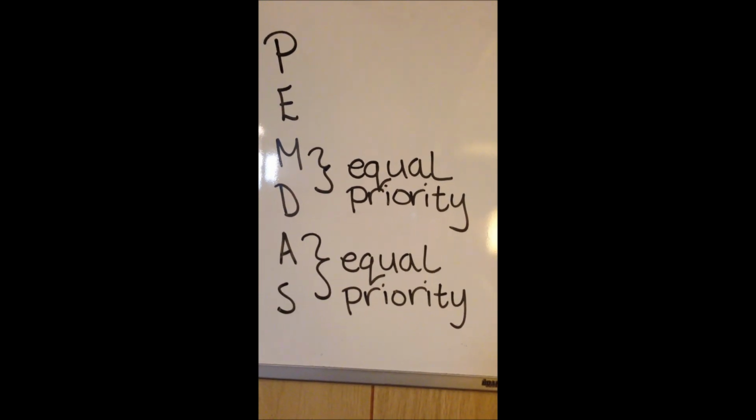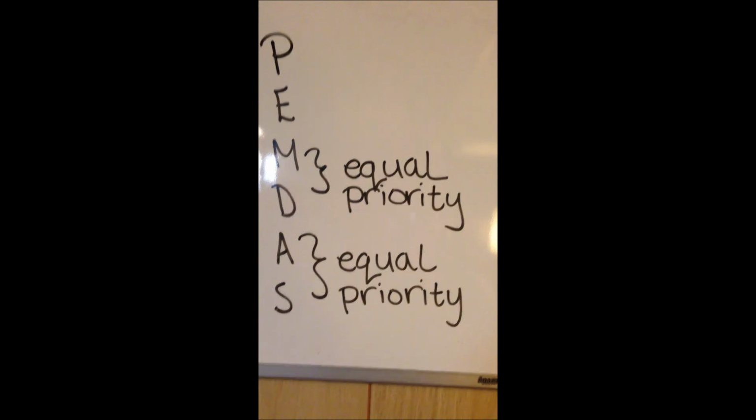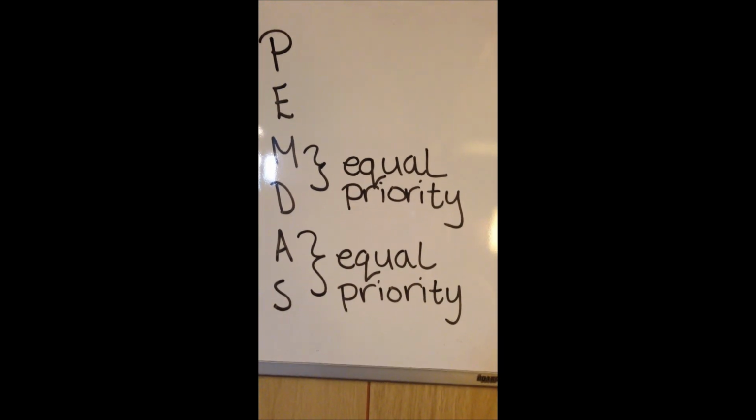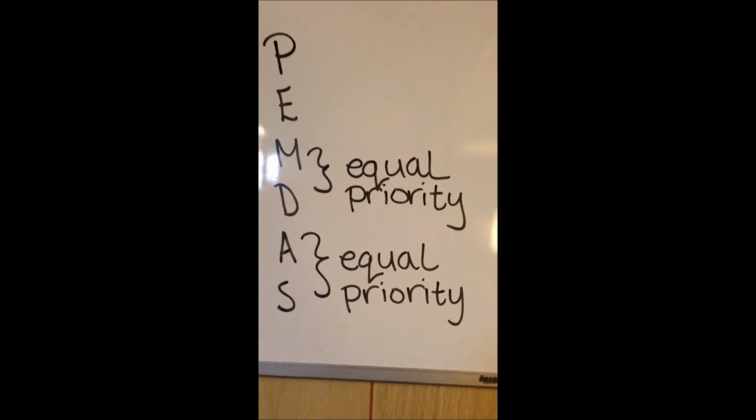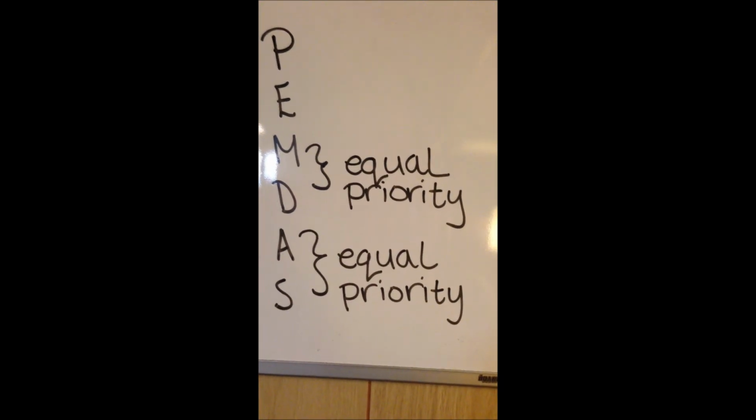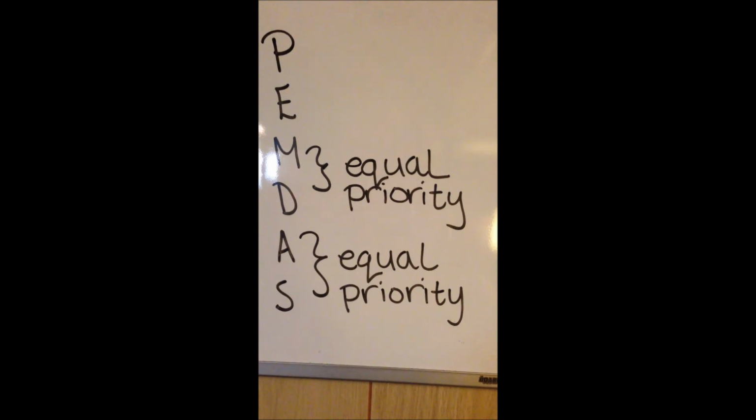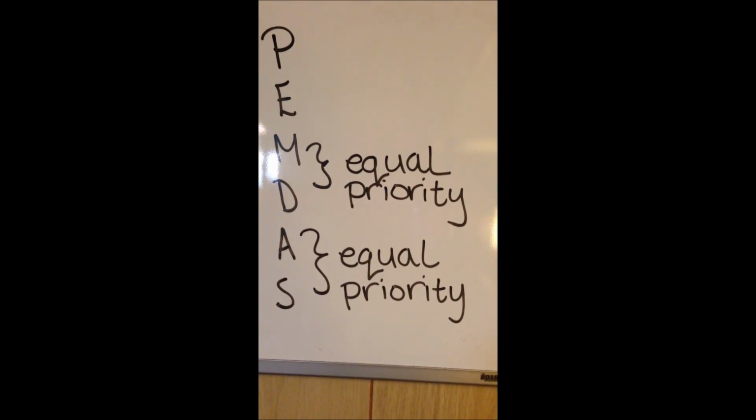And then we have addition and subtraction. Those also have equal priority with each other. So again, if you have 7 minus 2 plus 11, you would not do the addition first. You would do the subtraction first, work from left to right.